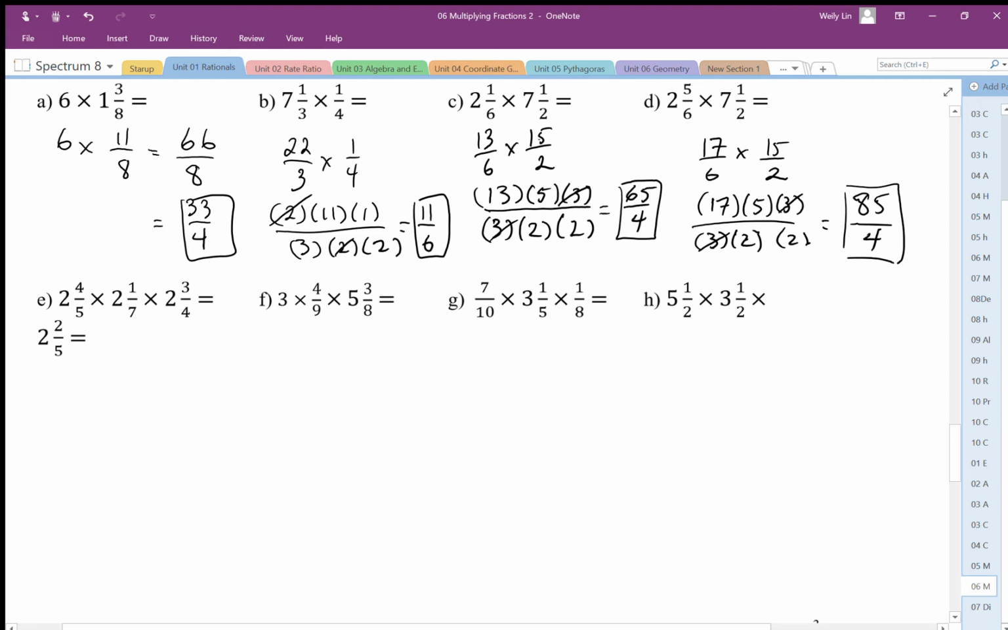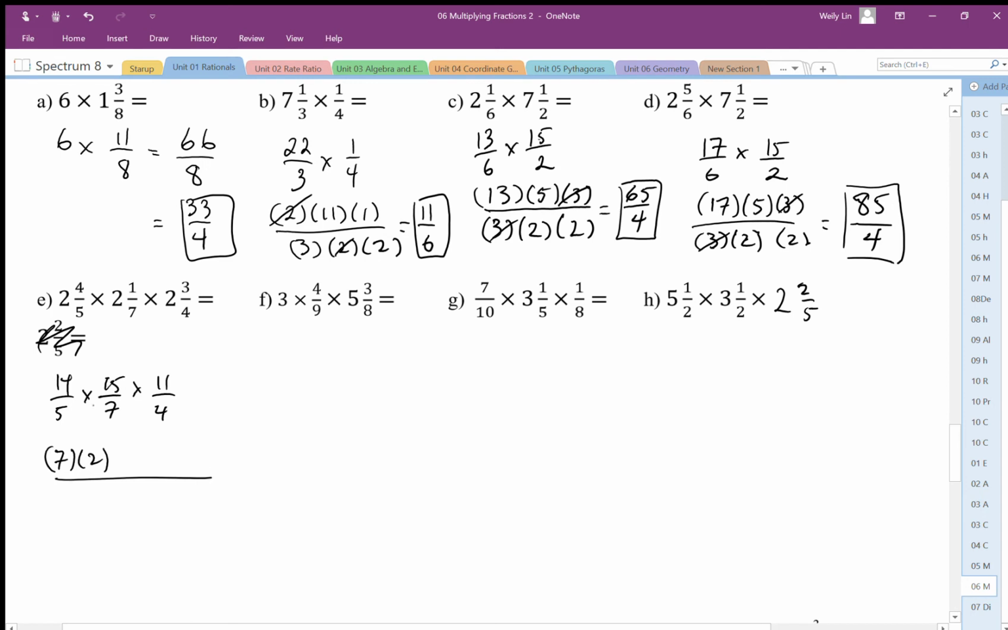So this one here, this should be times 2/5. So 2 and 2/5 on the end here. So then again, to convert these into improper fractions, we have 14 over 5 times 15 over 7 times, sorry, that's not 15, that's going to be 11 over 4. My common factors are 7.